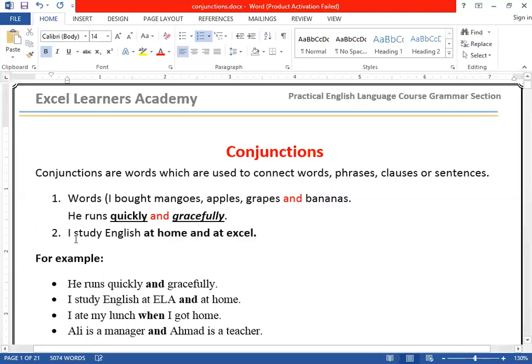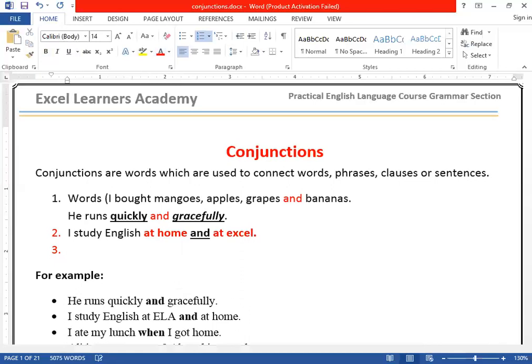For example, this is at home. It's a phrase. To connect it with another phrase, at Excel, we have used what? We have used and in this case. And it's called conjunction to connect two phrases. People can connect phrases as well. Later on, we will explain in more detail as well.